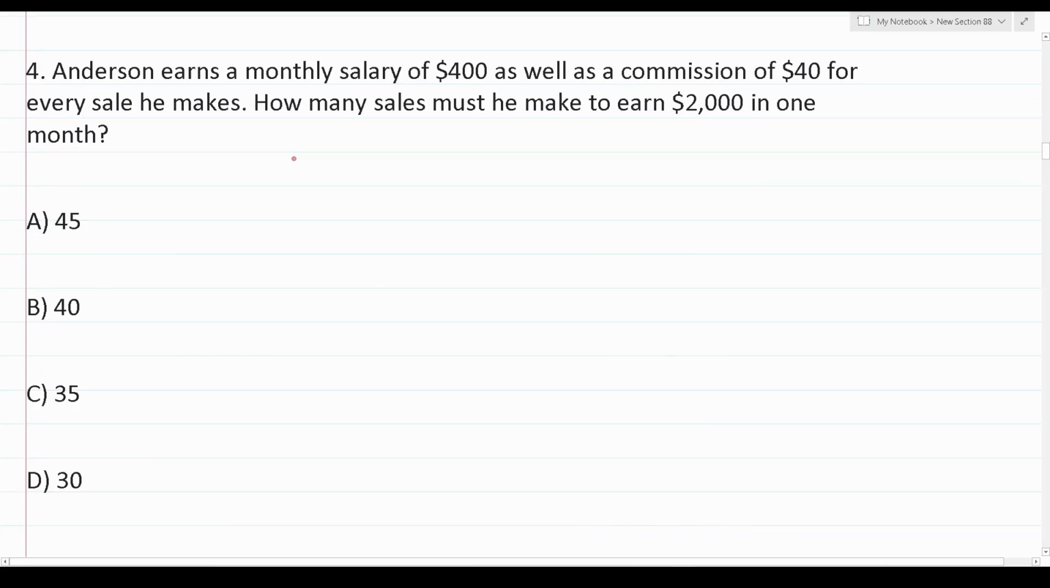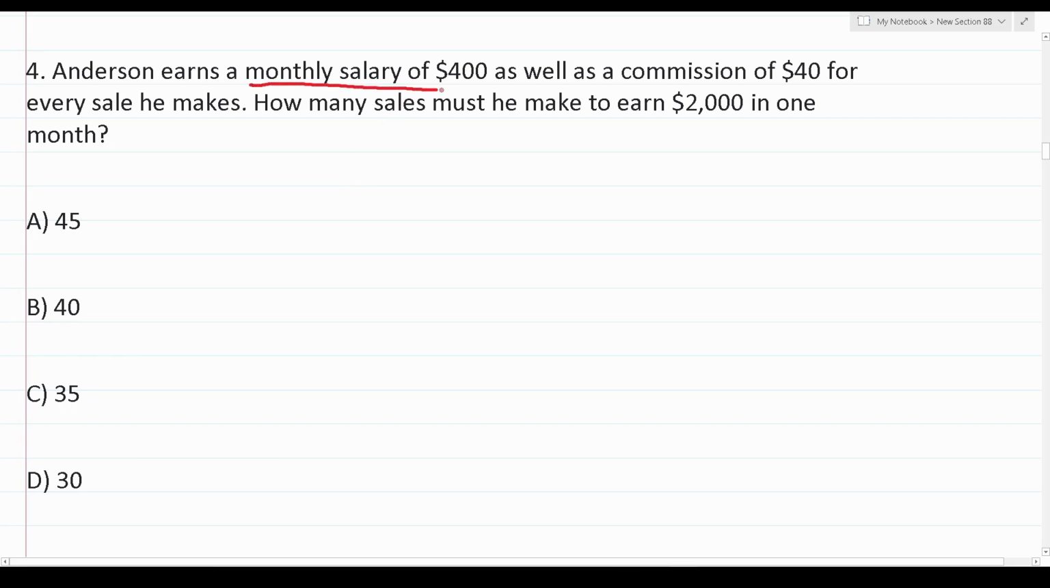All right, so number 4 here says Anderson earns a monthly salary of $400 as well as a commission of $40 for every sale he makes. How many sales must he make to earn $2,000 in 1 month? All right, so we're going to have to translate this word problem into an algebraic expression, and it's not as difficult to do as you think.